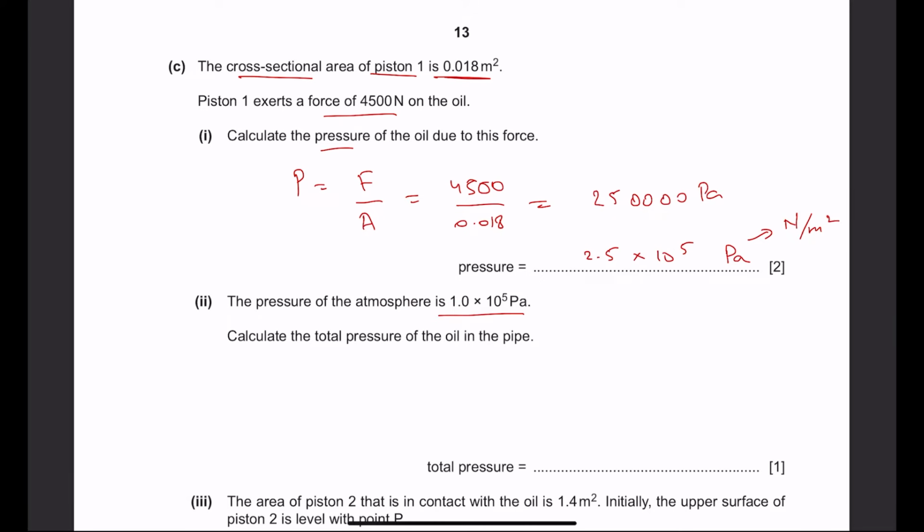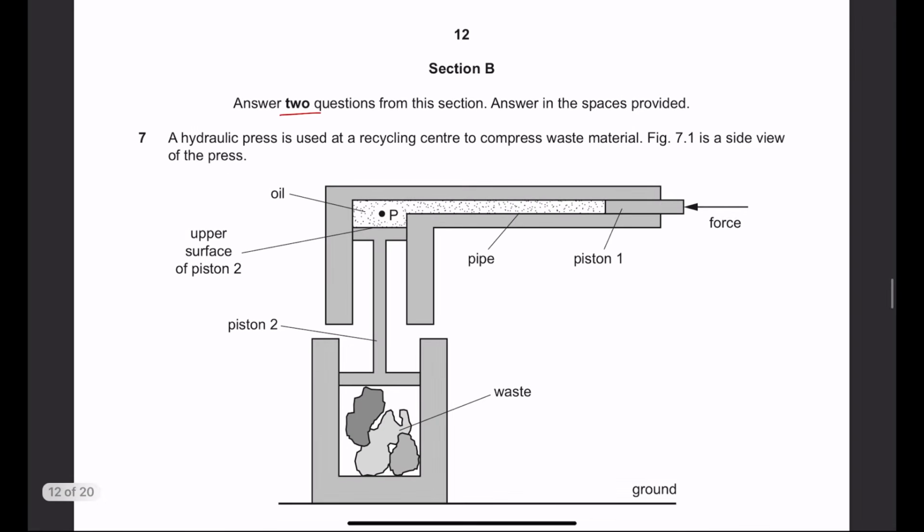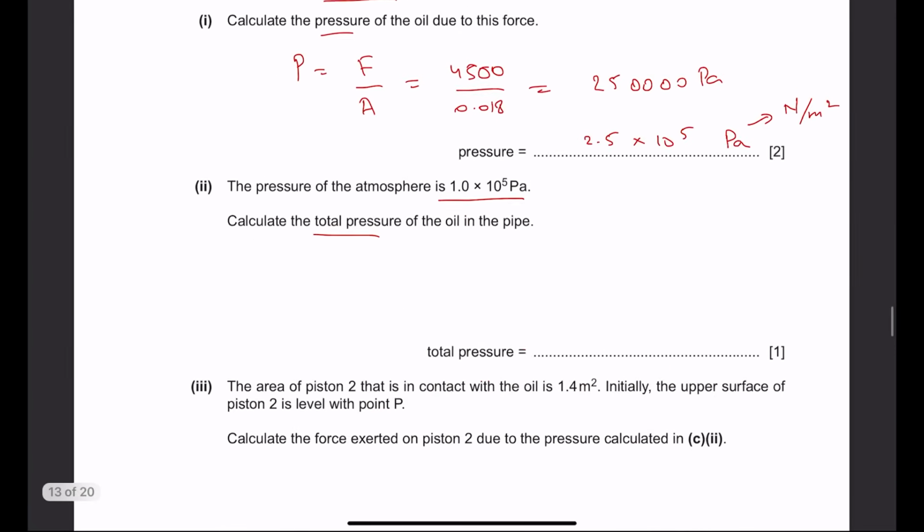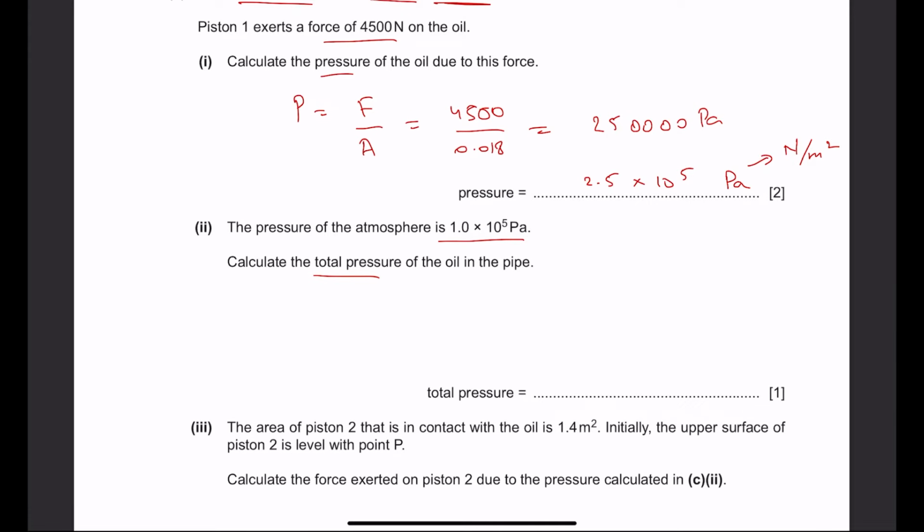Now the atmospheric pressure is this. So what is the total pressure in the pipe? Due to this force, the pressure was 2.5 times 10 to the power 5, but due to the air around it, it is also exposed to atmospheric pressure. Anything that is exposed to the atmosphere around it will have atmospheric pressure acting on it as well.